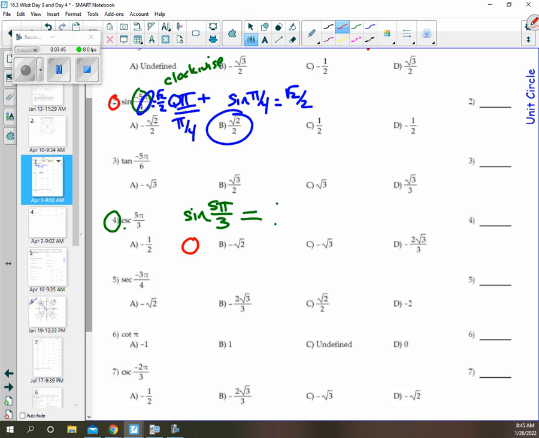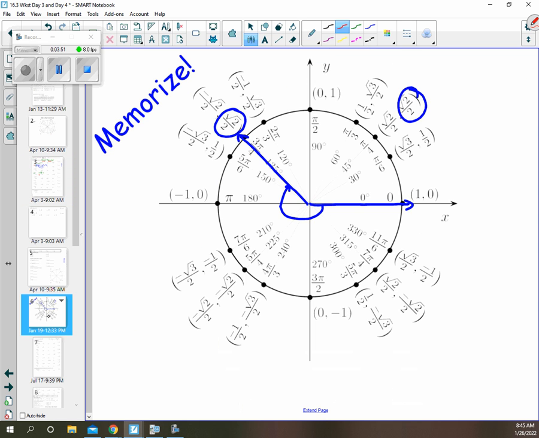So quadrant, and then what's my reference angle? So my quadrant, 5 pi over 3. Let's think about what that is. I'm going to go back to my circle here. 5 pi over 3 is all the way to like 300 degrees. So I'm right here. This is the one they're talking about. 5 pi over 3 or 300. So where am I? I'm in quadrant 4.